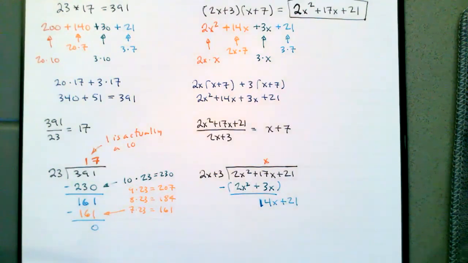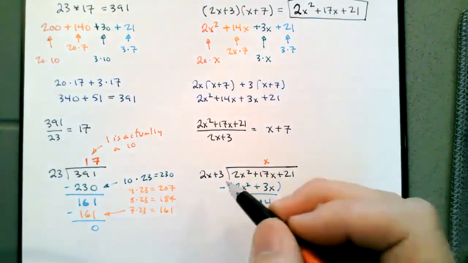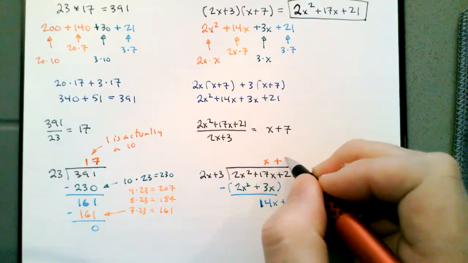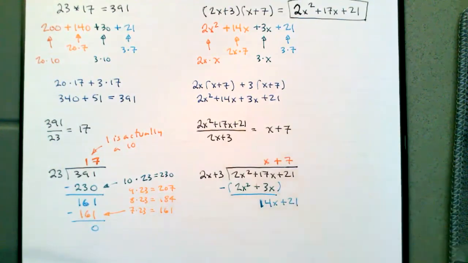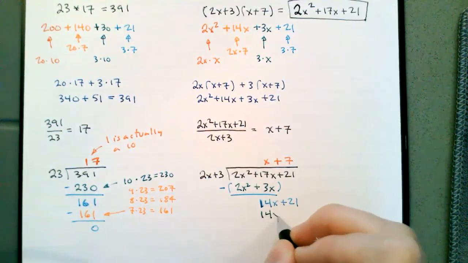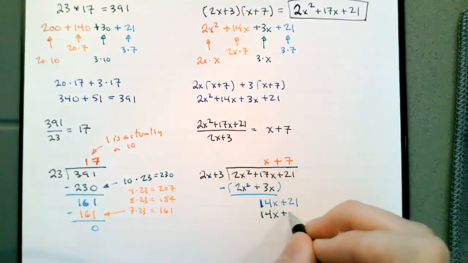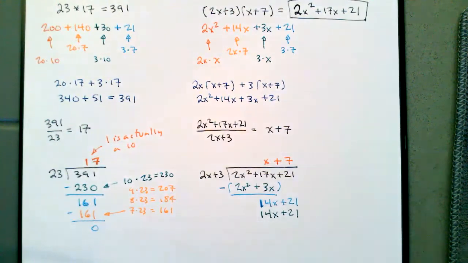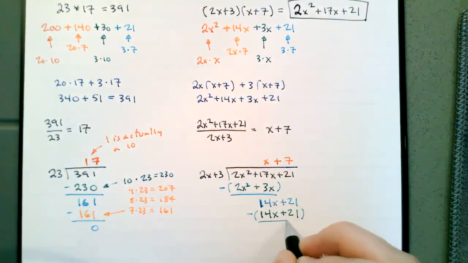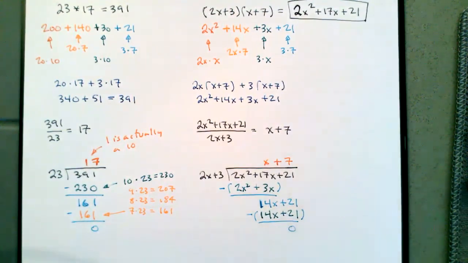So we just repeat the process. I want to subtract 2x from 14x, so I can do that 7 times. 7 times the 2x is 14x. And 7 times the 3 is 21. And so when we subtract, we get no remainder, just like we expected.